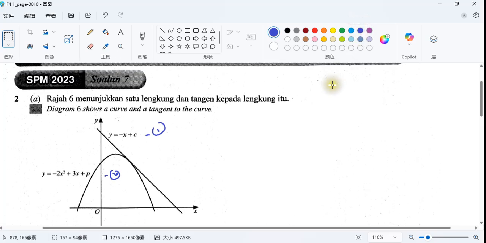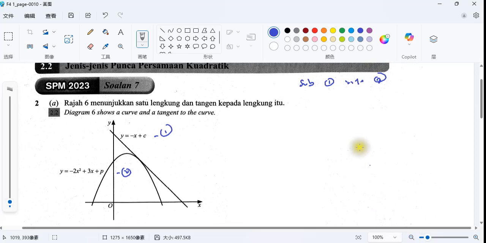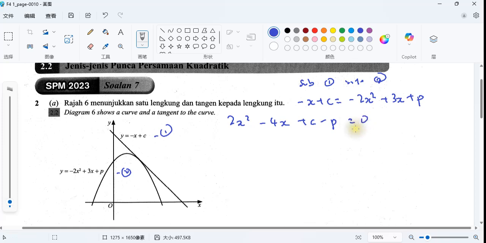Diagram 6 shows a curve and a tangent to the curve. So we substitute 1 into 2. So it will become negative x plus c equal to negative 2x squared plus 3x plus p. So we have 2x squared minus 4x plus c minus p equal to 0.